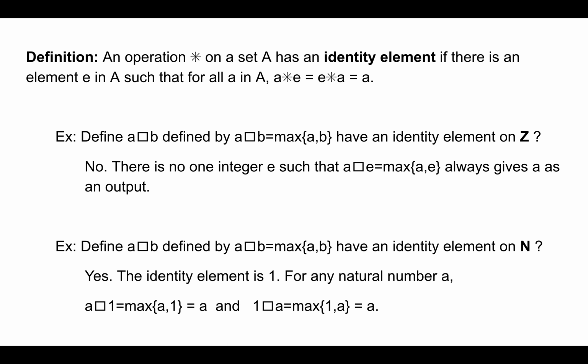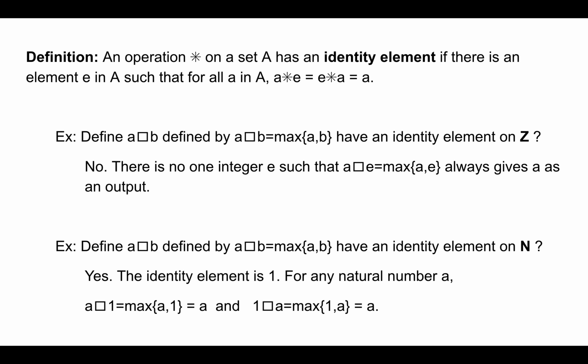If we said, okay, let's let E be a really, really large negative number, like -1,000,000, then yes, that gives A back for everything larger than -1,000,000. But if we put in A equals -1,000,001, then we don't get A back. So this does not have an identity on the set of integers Z.